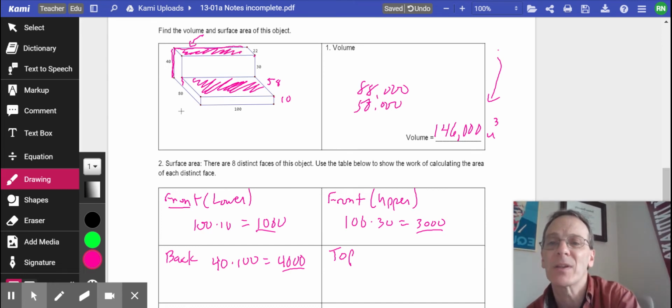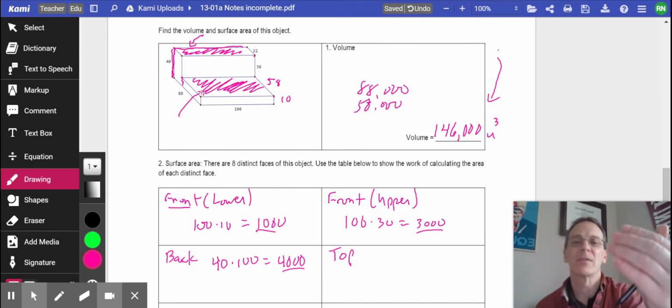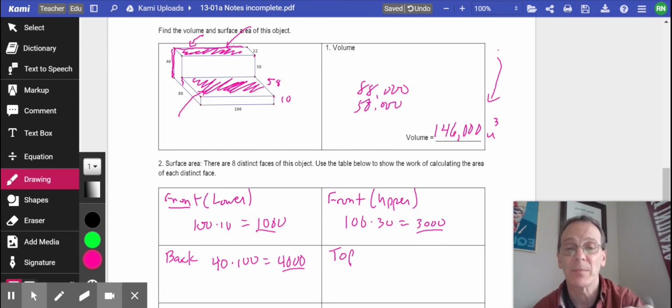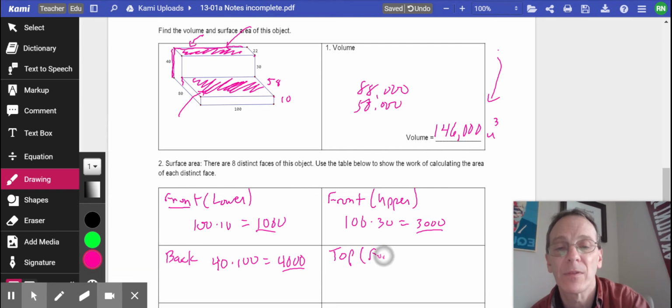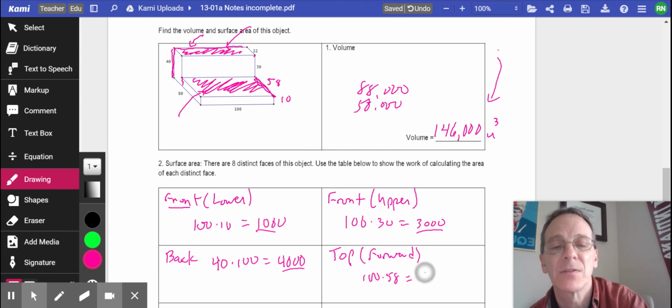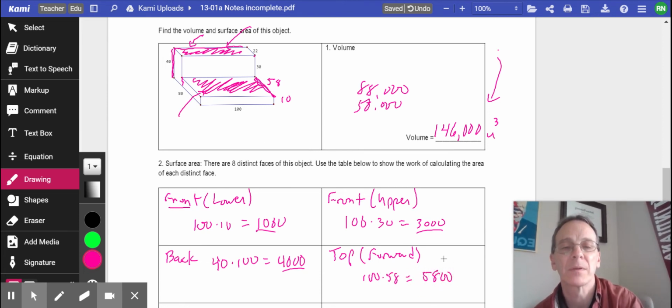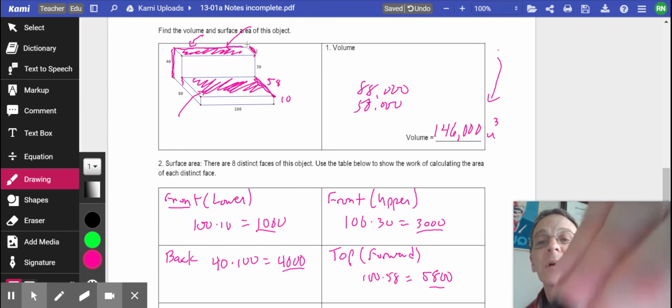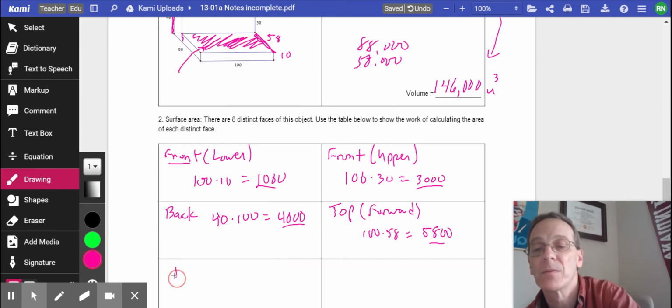So there's two tops. Now how are we going to distinguish these two from each other? I'd call this the forward top, and I would call this the rear top. That's how I would describe them. So the forward top would be, we figured this out, 58 by 100. 100 times 58, that's 5,800. And then there's the rear top, which is 22 by 100. That's 2,200.